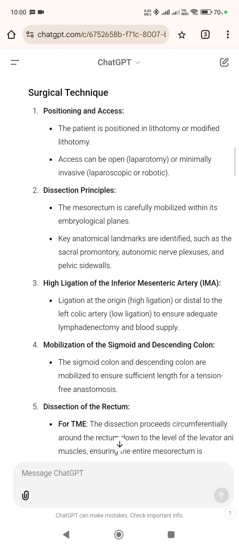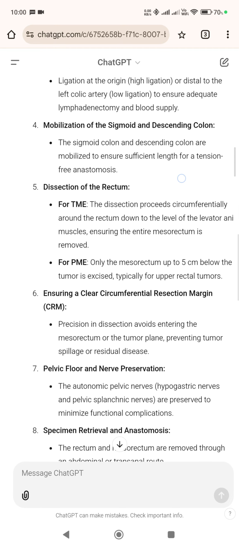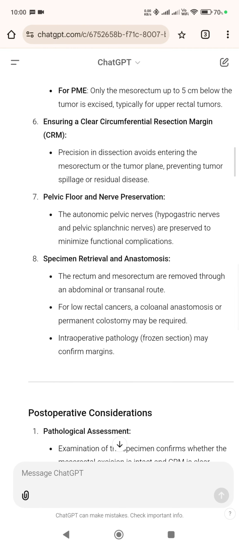The sigmoid colon and descending colon are mobilized to ensure sufficient length for a tension-free anastomosis. 5. Dissection of the rectum for TME. The dissection proceeds circumferentially around the rectum down to the level of the levator ani muscles, ensuring the entire mesorectum is removed. For PME, only the mesorectum up to 5 centimeters below the tumor is excised, typically for upper rectal tumors.